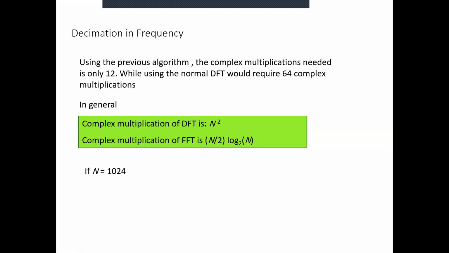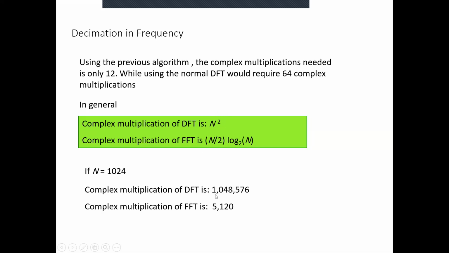Okay, now n capital is 1024 points. If you are going to use the ordinary DFT, the number of complex multiplications will be n squared, so it is 1,048,576 complex multiplications. While if you follow the approach of FFT, either using decimation in time or decimation in frequency, the number of complex multiplications will be reduced dramatically and becomes 5,120 complex multiplications.